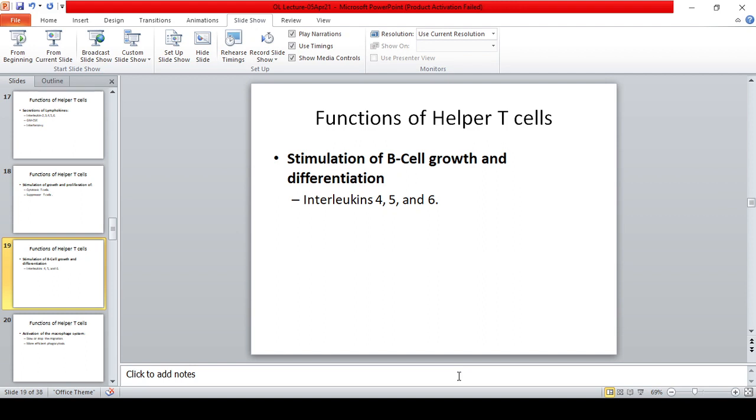Another very important function of the helper T cells is the stimulation of B cell growth and differentiation by the secretion of interleukins 4, 5, and 6. Now, these interleukins 4, 5, 6 have such a potent effect on the B cells that they have been called the B cell stimulating factors or B cell growth factors.